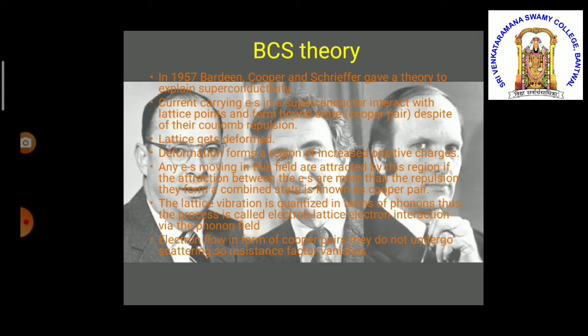Here in this process, the lattice gets slightly distorted. The positive ions in the electron path get displaced towards the electron. The deformation produces a region of increased positive charge. Another electron moving through this polarized region will be attracted by the concentration of positive charge. If the attraction between the electrons is stronger than the repulsion between them, they couple together into a Cooper pair.